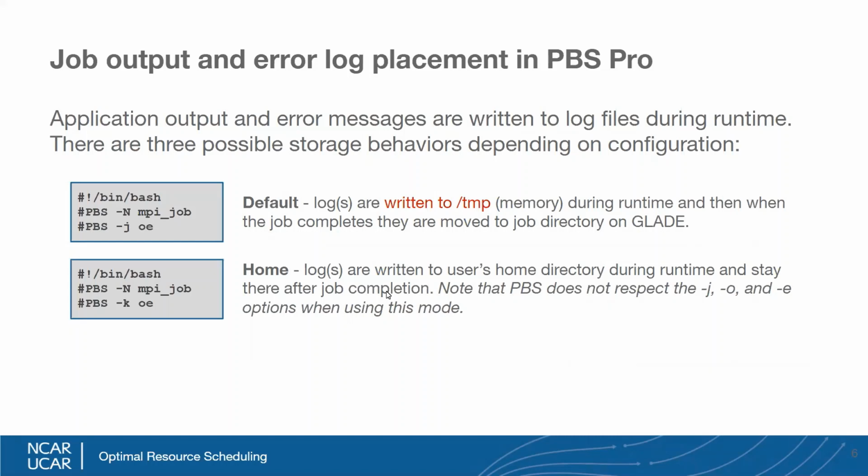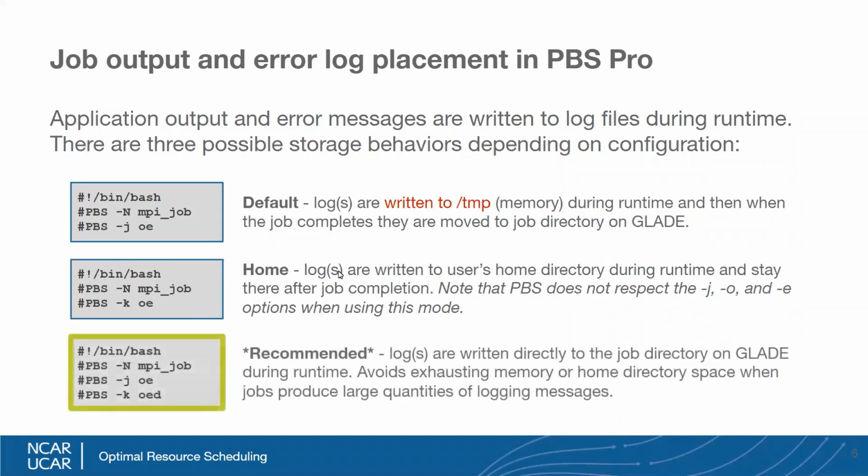But I think that's something that goes against your typical expectation. Another important thing to note is that PBS won't respect the -j, the -o, and the -e options when you use this mode. So I can't join the output and error streams, and I can't name those files. They'll actually get named the name of the job and then the job ID. So that's really not very configurable.